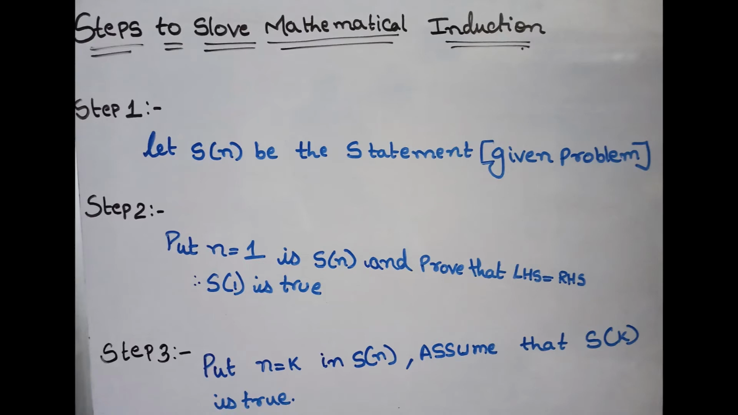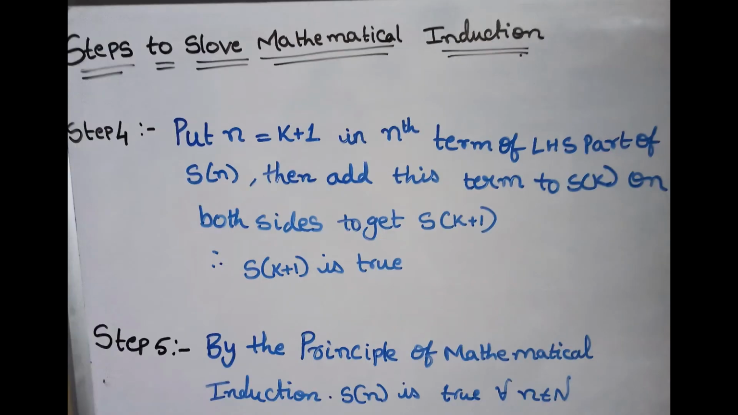Step 4. Put n is equal to k plus 1 in the n term of LHS part of S of n. Then add this term to S of k on both sides to get S of k plus 1. Therefore, S of k plus 1 is true. Step 5. By the principle of finite mathematical induction, S of n is true for all small n belongs to capital N. This step is most important and has to be written at the end of every answer.